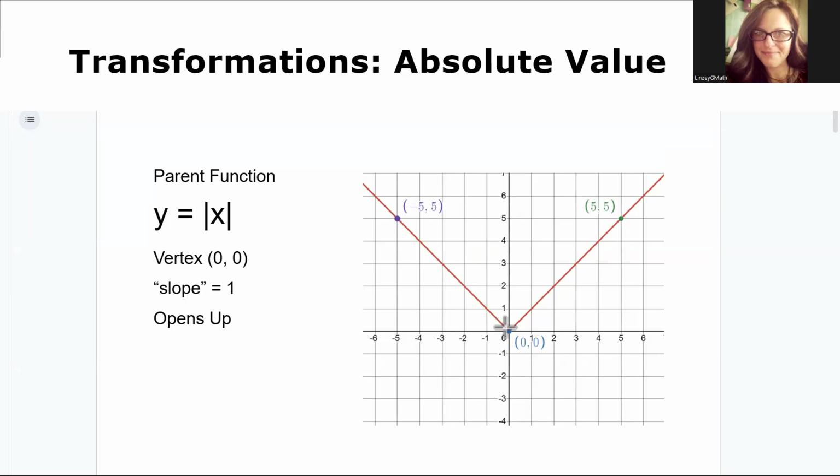Our slope is 1. Up 1 to the right 1, up 1 to the right 1. Or for the left arm, up 1 and left 1. We say that this graph opens up. Let's take a look at the transformations of the absolute value function.